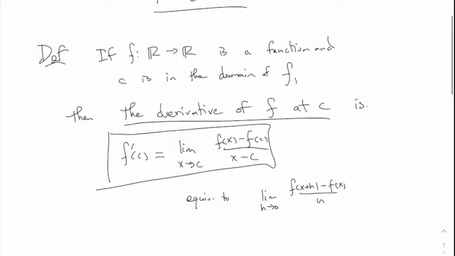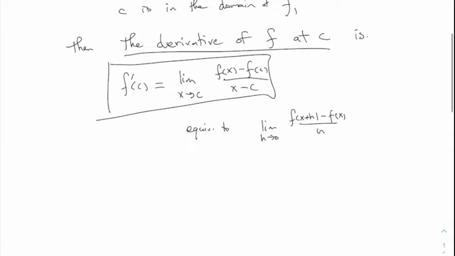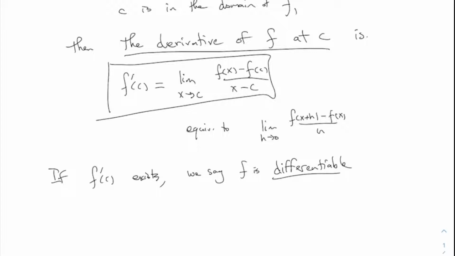All right, and let me just say one last bit of terminology. This is the definition of the derivative at a point, and if this exists, f prime of c exists. Of course, it is a limit of something, so it might not exist because sometimes limits do not exist. But if f prime of c exists, we say f is differentiable at c. That means that the derivative exists.